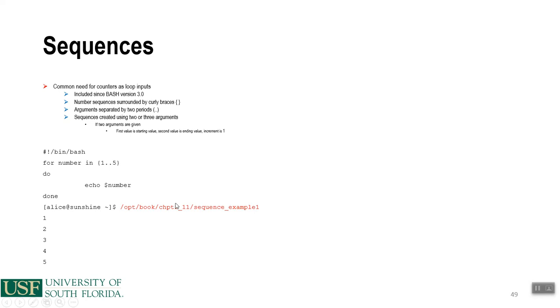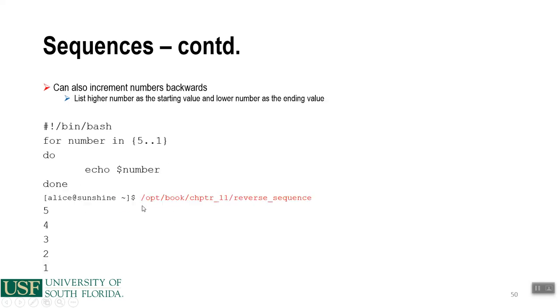What will happen when you call this script is it's going to print out every single item in that list. In this case, it would be 1, 2, 3, 4, 5. You can actually go ahead and say 1 to 100, for example, and just print that out accordingly with this particular for loop. You can also increment numbers backwards. So for the number 5 to 1, you can go ahead and echo the numbers 5, 4, 3, 2, 1.